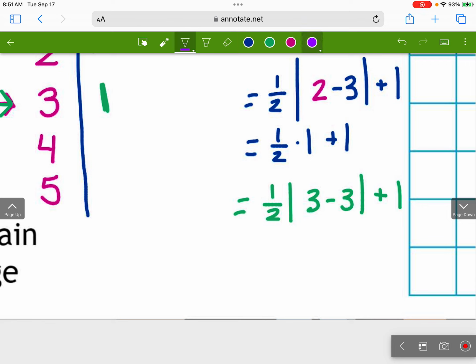So you do not have to write everything out. Sometimes it helps to see what's going on, but other times, once we start getting the flow of these, we don't have to. So now we're doing our 4 minus 3. What is 4 minus 3? 1. The absolute value of 1 is times 1/2 plus 1. 1.5.